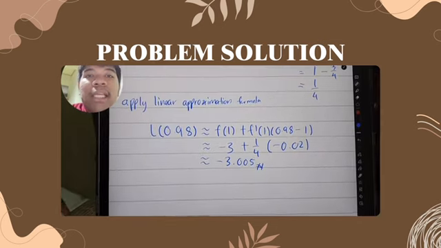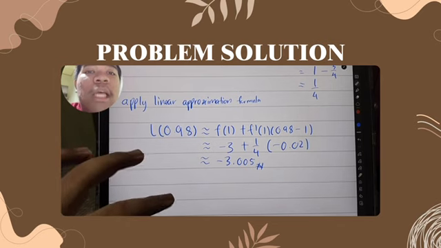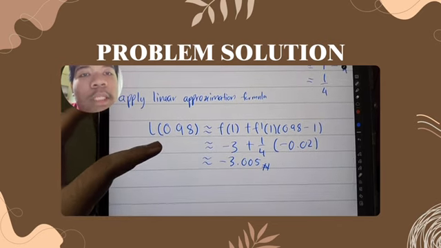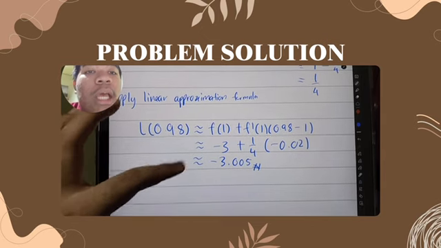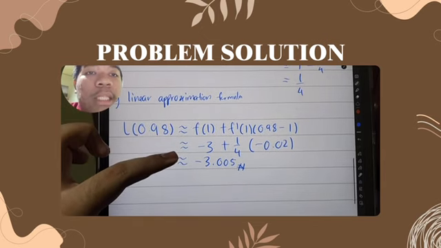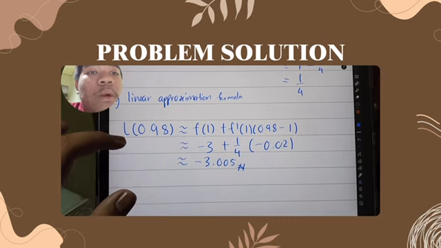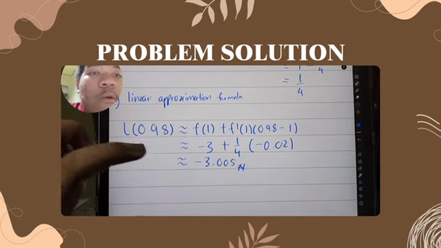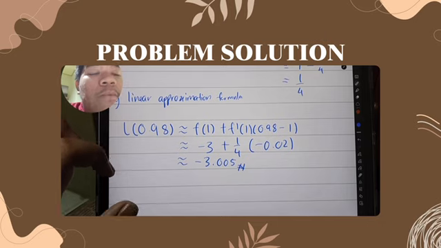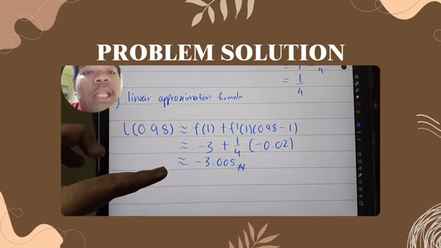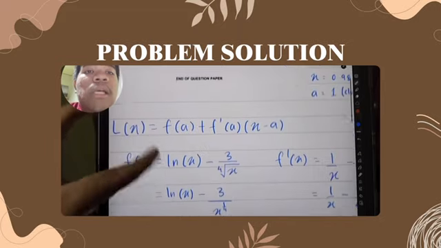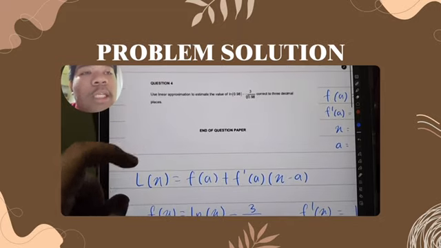And then we can apply the linear approximation formula, which is L, insert the value of the equation, which is 0.98, equals f(1) plus f'(1) times 0.98 minus 1. So we get negative 3 plus 1 over 4 times negative 0.02. So we get negative 3.005, which is closer to the value that is given in the question.